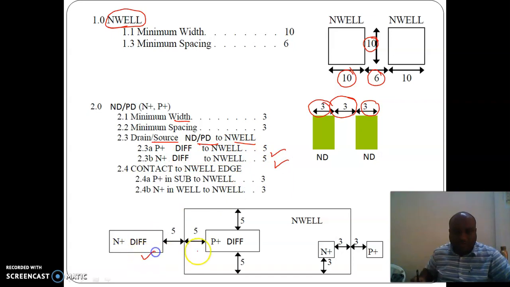See here, N diffusion, P diffusion. So to N well, this is the N well boundary, it is 5 lambda. From P plus to N well boundary, this is 5 lambda. Whereas for contact to N well edge, P plus in the substrate to N well, that is 3 lambda. See here, P plus to the substrate in N well, that is 3 lambda. And N plus in the well to N well. See, N plus in the well to N well, this is again 3 lambda and 3 lambda.